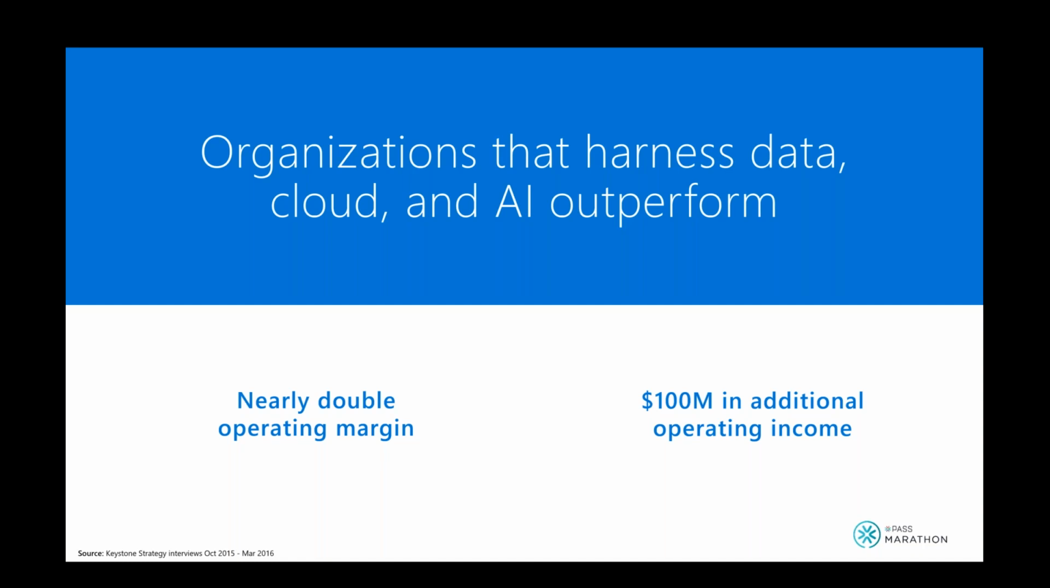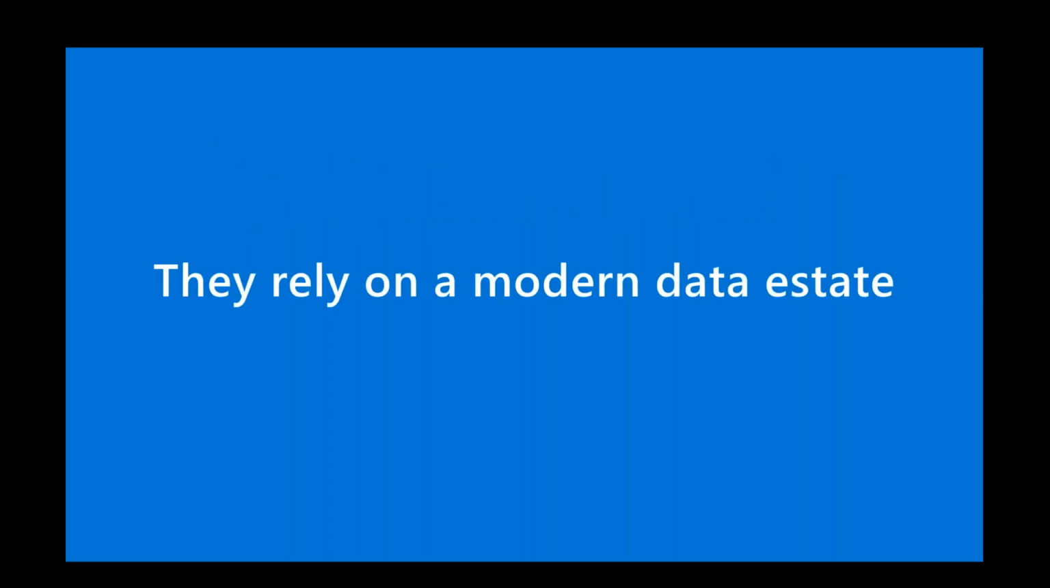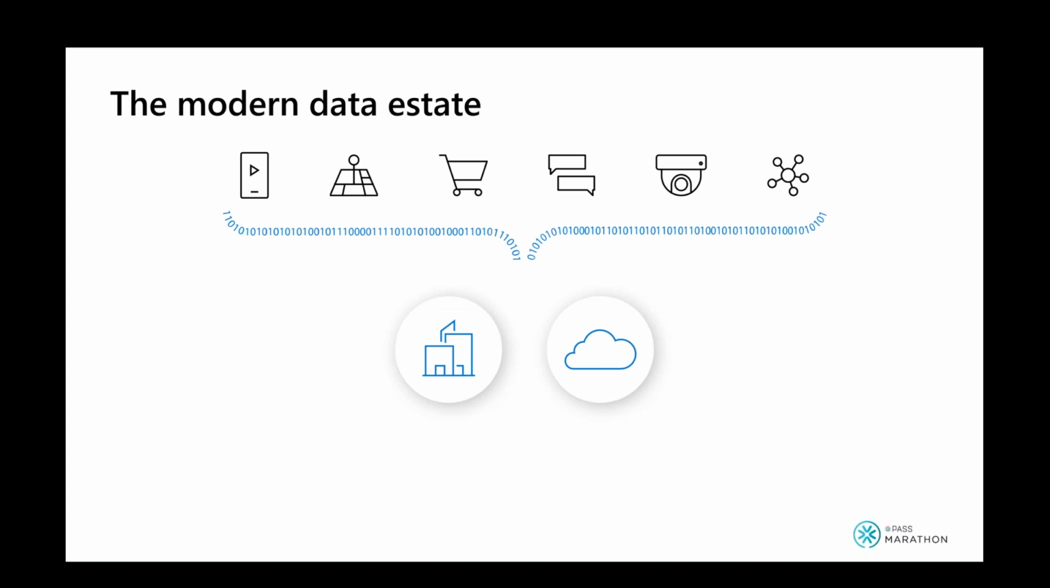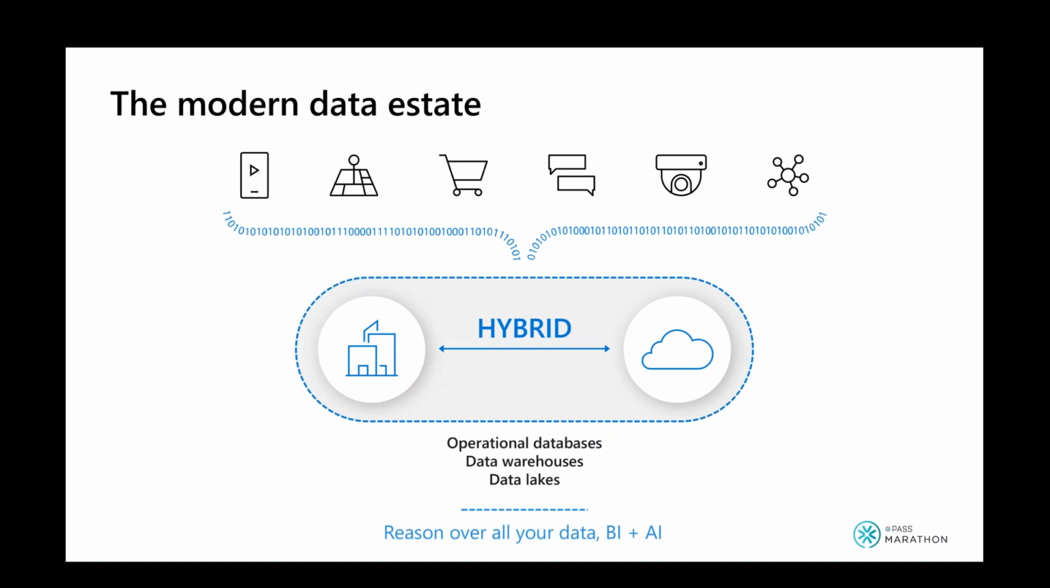The other part of this study that Keystone did was they also looked at these more modern companies that were investing in these 3 areas, and asked, what does your data estate look like now versus, let's say, 5 or 6 years ago? How are you thinking about data across your data estate? This diagram depicts how these customers in the far right quadrant are thinking about their data.